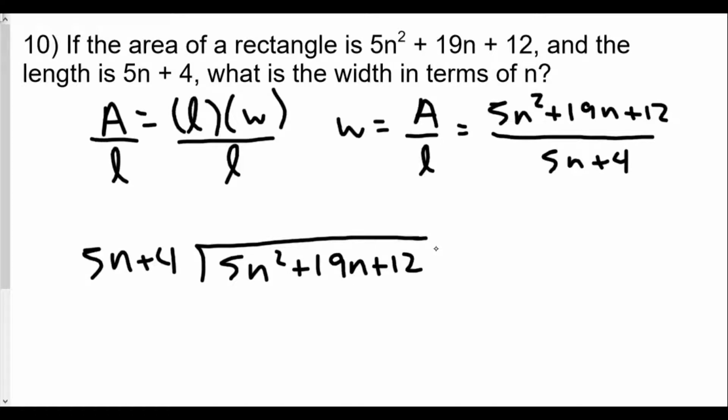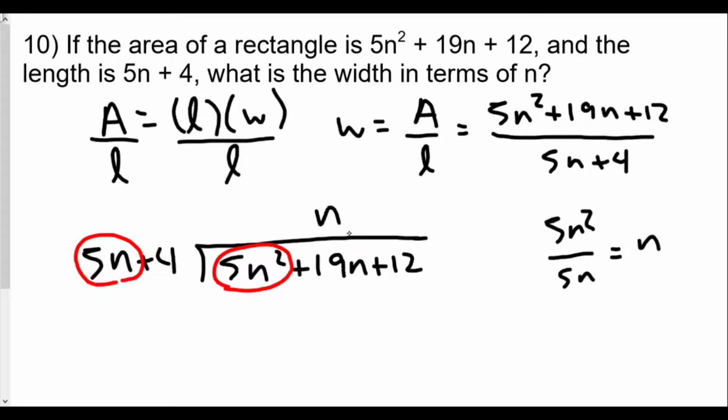As with all long division problems, we want to see in this case how many times does the 5n divide into the 5n squared. The lead term you're dividing by into the lead term you're dividing into. So 5n squared over 5n is just going to give us n. So that's the number going on top. We're going to multiply the 1n times the 5n and the 4 to get 5n squared plus 4n. And we will subtract.